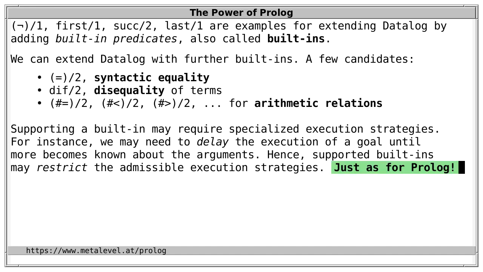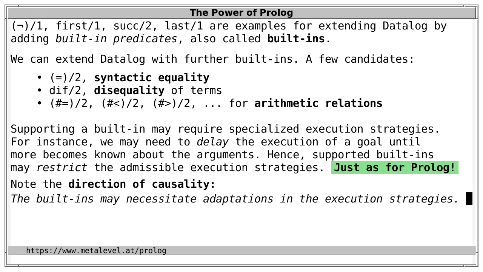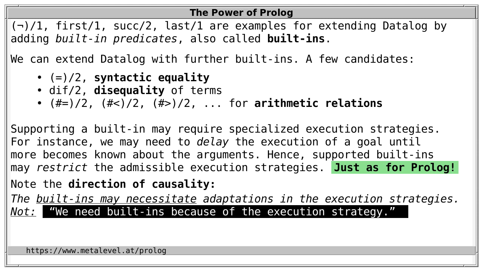The same is true for Prolog. And note especially the direction of causality. The built-ins may necessitate adaptations in the execution strategies, right? The built-ins have this effect. It's specifically not that we need special built-ins because of the execution strategy. That's also a misconception I sometimes see about Prolog. People saying, well, Prolog has a particular execution strategy and therefore we need so many impure constructs. That's a fallacy and confusing cause and effect.